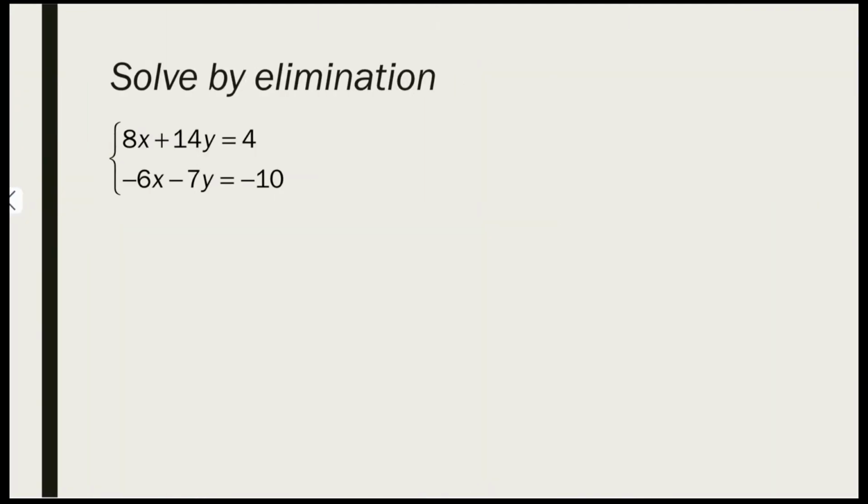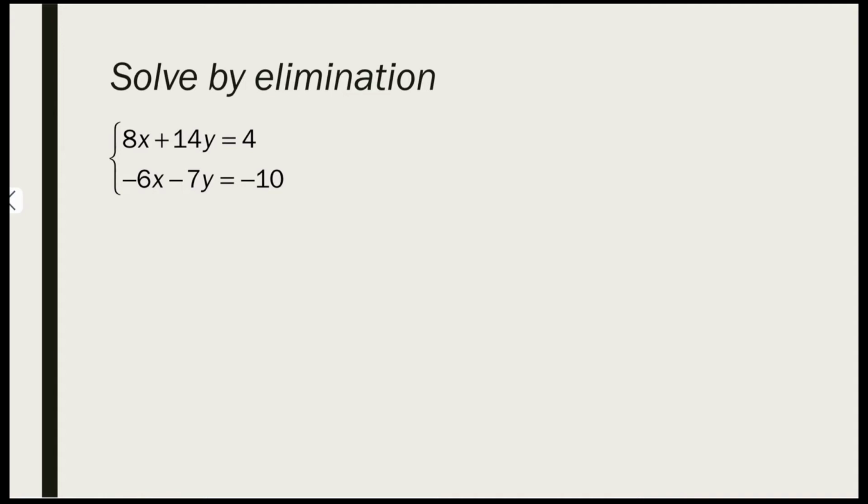So in this problem, I'm going to solve it by elimination. I have 8x plus 14y equals 4, and negative 6x minus 7y is equal to negative 10. It doesn't matter which variable you eliminate, but just like substitution, we want to pick the easier one. So if I wanted to try to eliminate the x's, I have an 8 and a 6. The least common multiple between 8 and 6 is 24. So that means I would have to multiply both equations by a number to get that common 24. Could we do it? Yes, it's really not that big a deal.